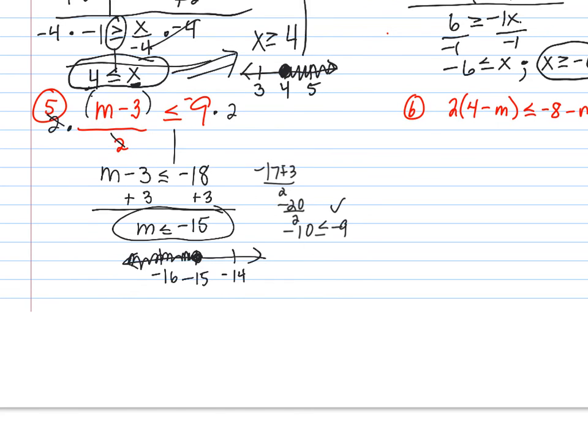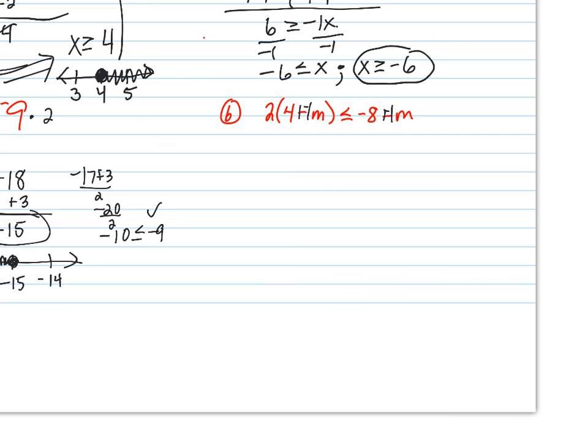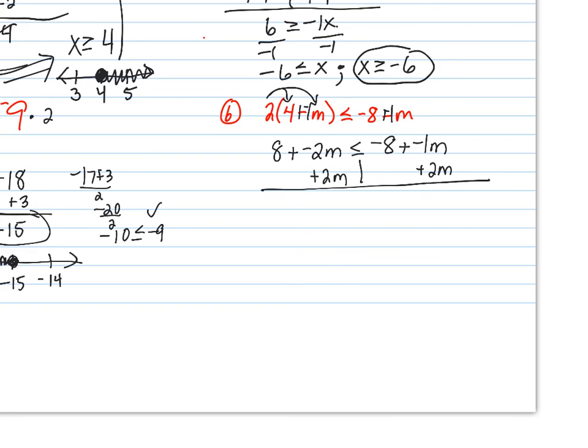Yes. Number 6. So I'm going to make those plus -1 and distribute. Here I get 8 plus, should you do your arrows as you go? Yes. -2m is less than or equal to -8 plus -1m. And in order to get rid of -2m, I'm going to add 2m to both sides. Line it up with its like term. So these are going to cancel. I'm left with 8 is less than or equal to -8 plus m, right?